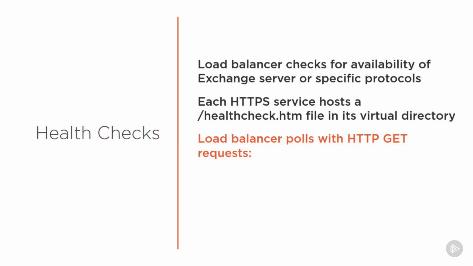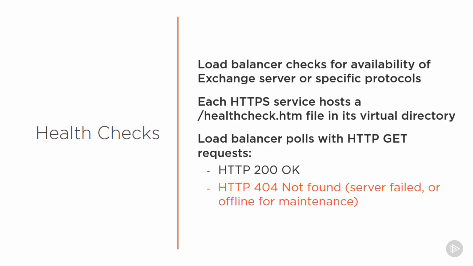So the load balancer can poll with a HTTP GET request looking for that file. It can poll every 5 or 10 or 30 seconds, depending on how you configure it. And if it gets back a HTTP 200 OK status code, well, then that protocol is healthy. If it gets a HTTP 404 not found response, well, then the load balancer knows that either the server has failed, or maybe just that protocol has failed, or alternatively, that the server or protocol has been taken offline for maintenance.